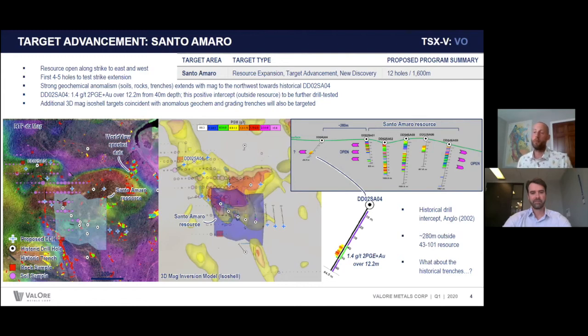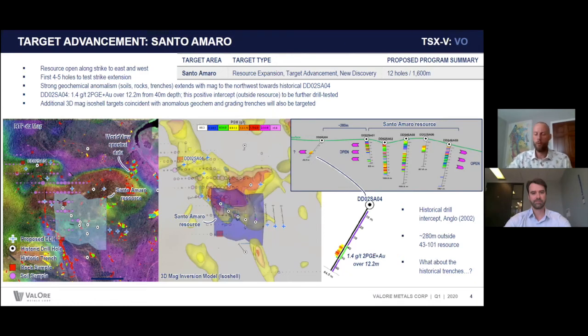And ultimately, we're going to be looking to test both the up and down dip extension of that mineralization that you see here in DD02, SA04, and I've zoomed in on the right here. And ultimately, if things pan out there, and probably either way, actually, we're going to be looking to test potential continuity with the existing resource as well.